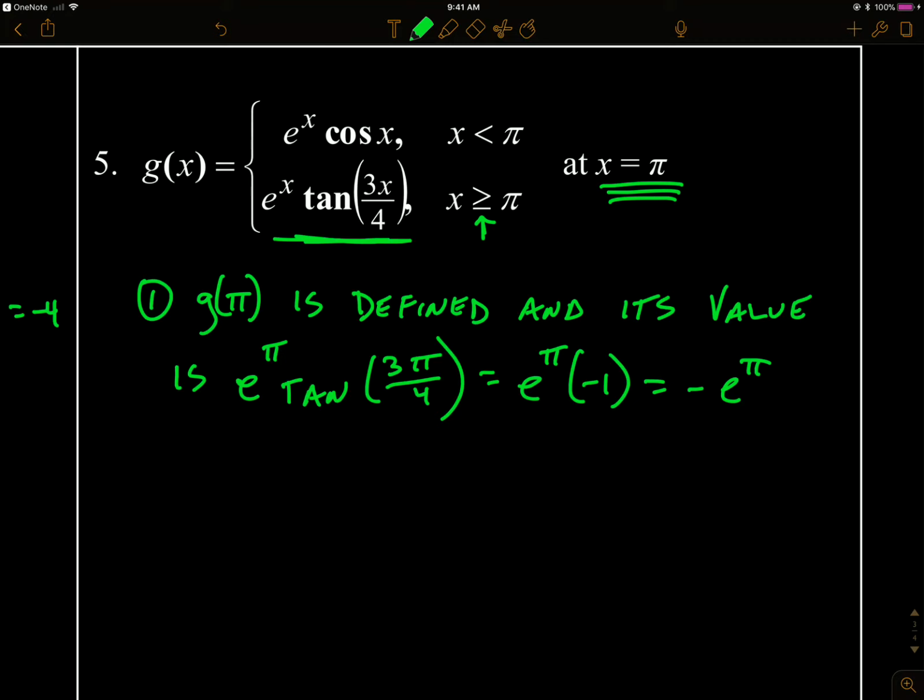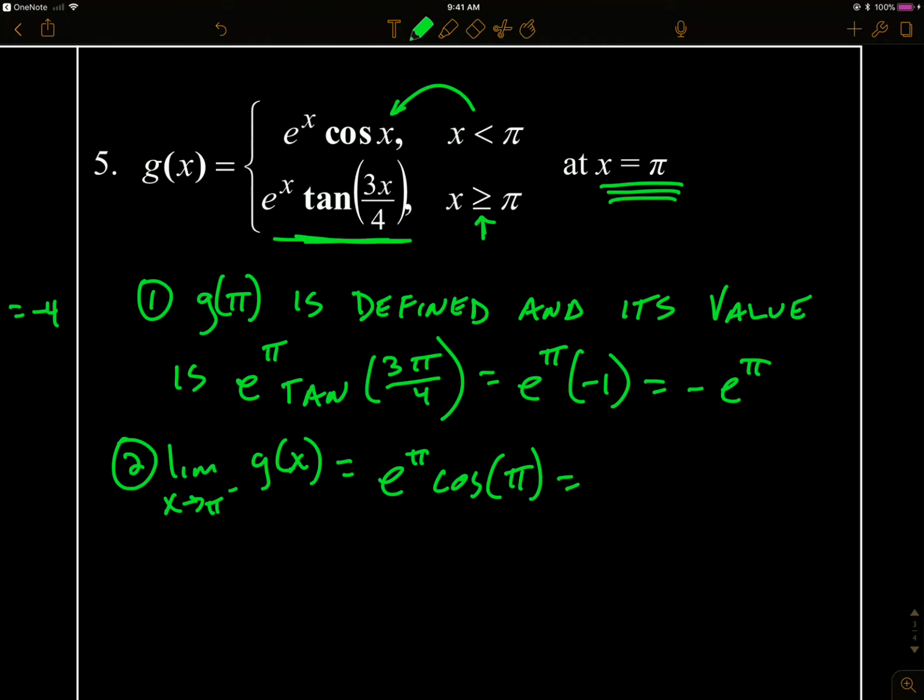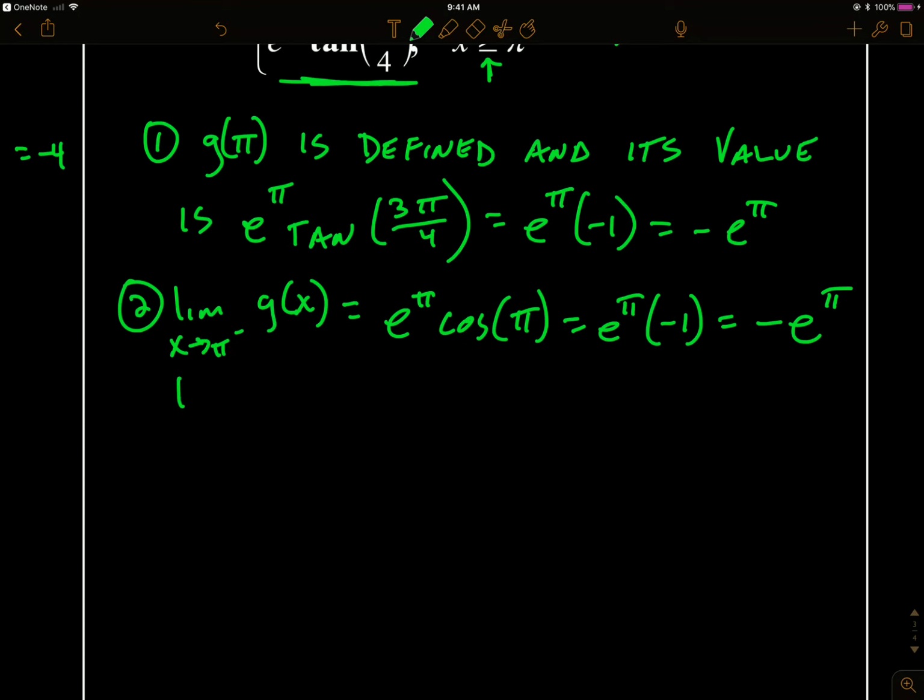So that's number 1. We get -e to the pi. Criteria 2, we've got to do the limits now. So the limit as x approaches pi from the left of g of x equals, so now left of pi is x less than pi, so we're doing direct substitution in this top guy. We're getting e to the pi cosine of pi. So that's going to be equal to e to the pi times -1, which is -e to the pi. We've got to check the limit now as we approach pi from the right.